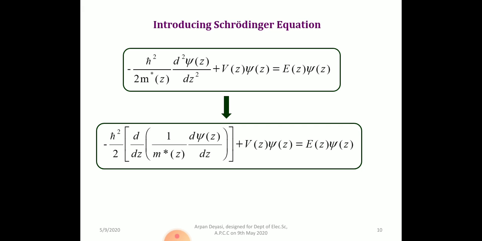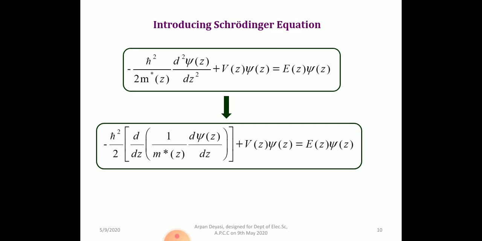And if the effective mass is included inside the differentiation, that will be the second equation. Once you start the quantum well solution, you have to start with the second equation, where the positional dependence of the effective mass comes into play. It will have a bigger role than in the conventional Schrodinger equation. We have to start with the second equation.